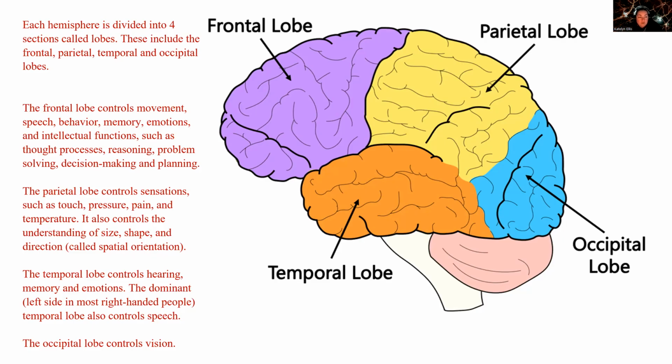The parietal lobe controls sensations such as touch, pressure, pain, and temperature. It controls the understanding of size, shape, and direction, called spatial orientation. That's where you are in the world. So a lot of the sensations that your clients are going to receive and understand from the massage experience are going to come from their parietal lobe. The temporal lobe controls hearing, memory, and emotions. The dominant one, left side in most right-handed people, temporal lobe also controls speech. The occipital lobe towards the back of the head controls vision.